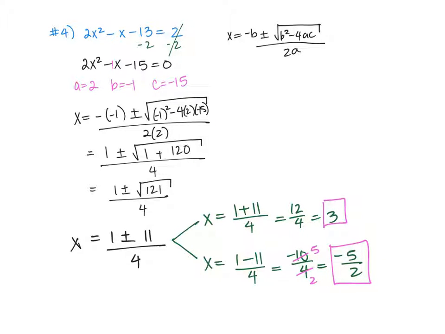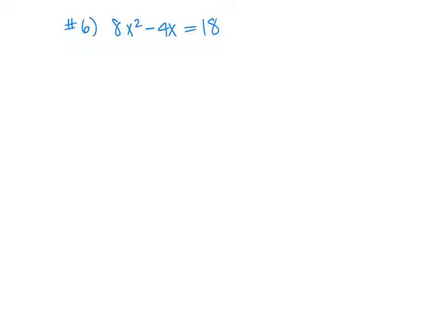All right, let's do one more practice problem together. Let's do number 6. All right, so for number 6 here, if I were to work this out, I need to try to get the 18 over to the other side so I can make this side 0. So let me just remove that first. So that cancels. I would have 8x squared minus 4x minus 18 equals 0.